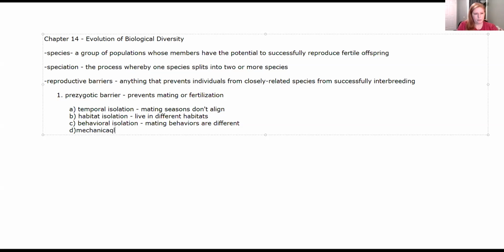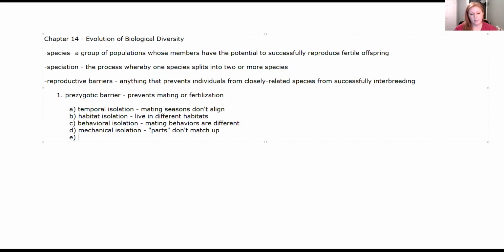Mechanical isolation. Mechanical isolation simply means, to put it very bluntly, the parts don't match up. And by parts, I mean those parts, reproductive parts. You know, in an exaggerated version, you could imagine the difficulty between a giraffe and a zebra. And that just has to do with the height and body difference.